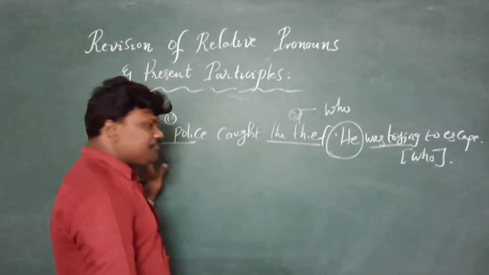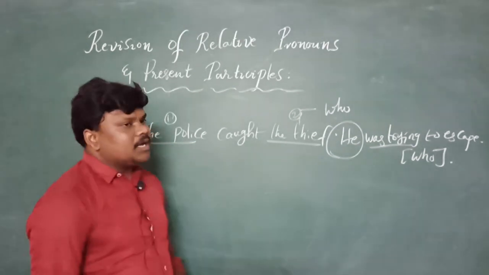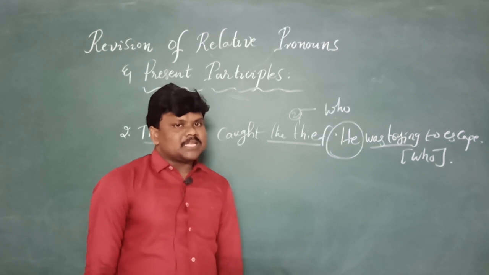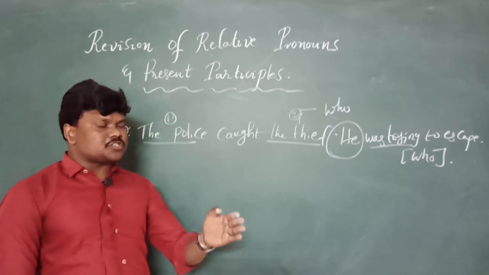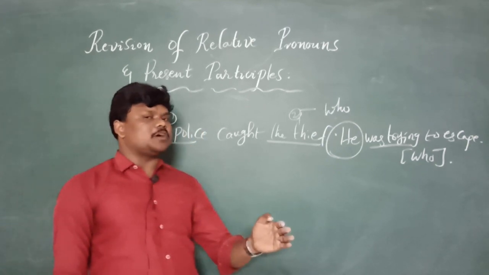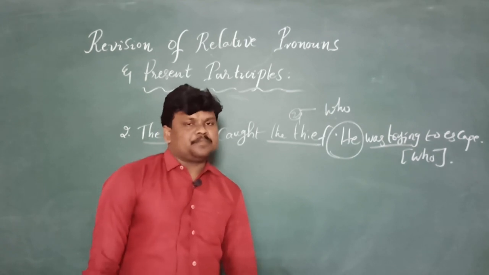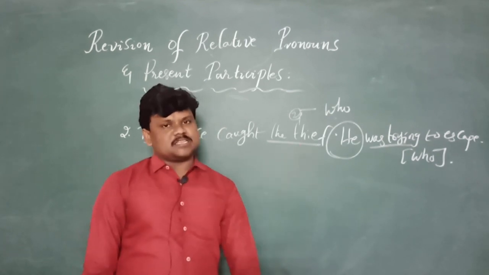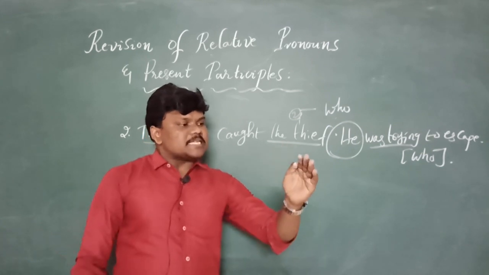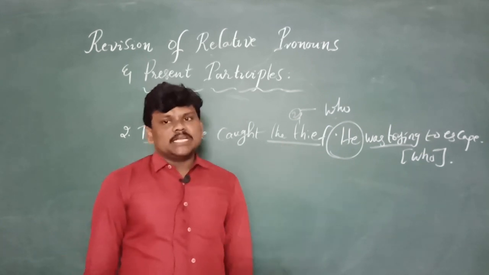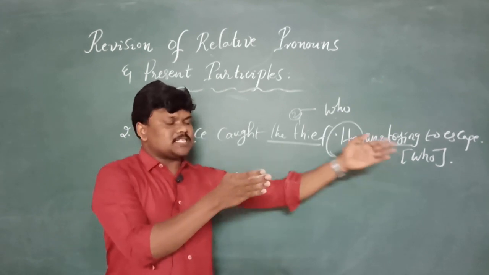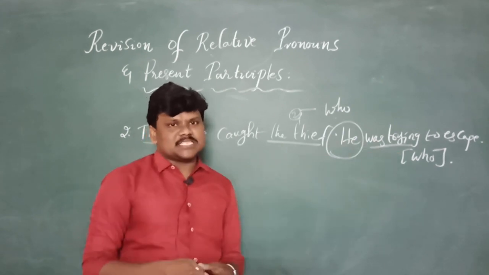Right? Well, for example, the teacher advised the student, full stop. And he had failed in the exam. In the first sentence, two persons are there. Teacher is there, student is there. Without any doubt, the second person follows who. The teacher advised the student who had failed in the exam. Who had failed in the exam?